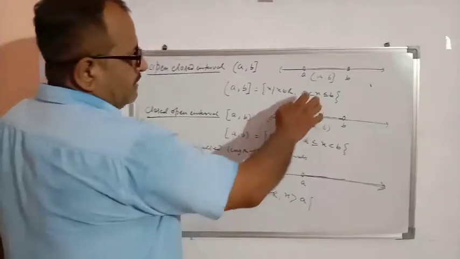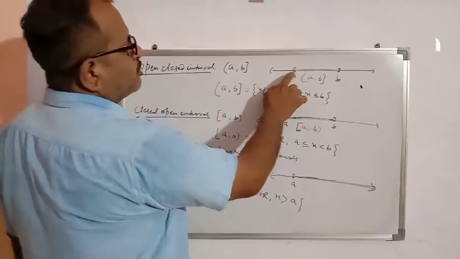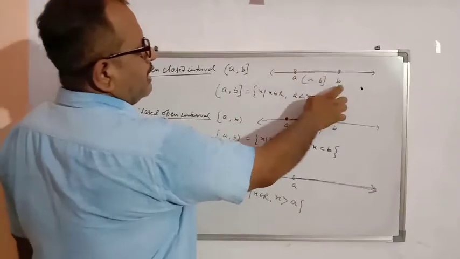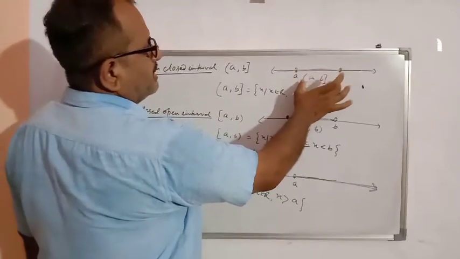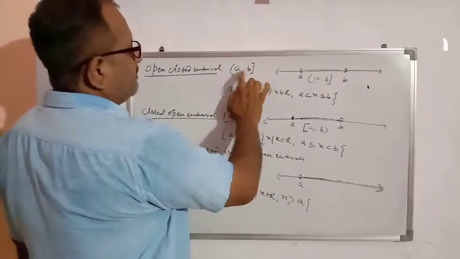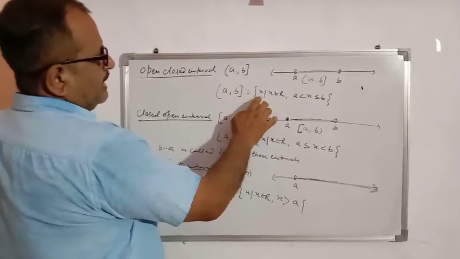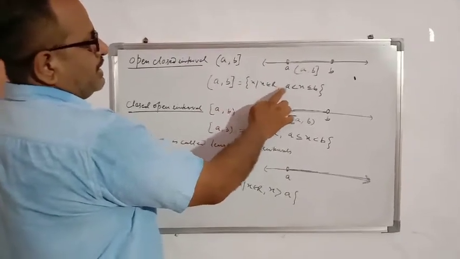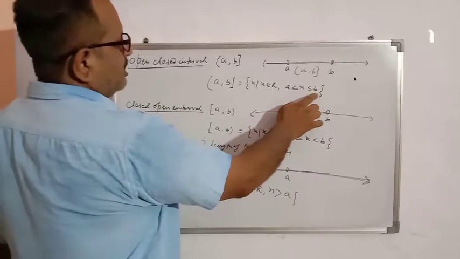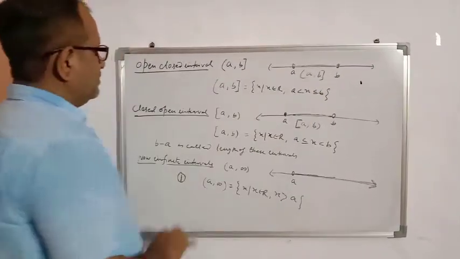So on the number line we can represent it like this. A to B, A is not included, there is a blank circle, and B is included, so there is a dark circle. This space represents open closed interval AB. In the set builder form, we can write it like that. X such that x is a real number, A less than x, less or equal to B, means B is counted but A is not counted.